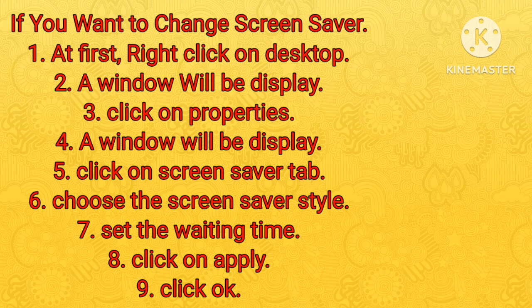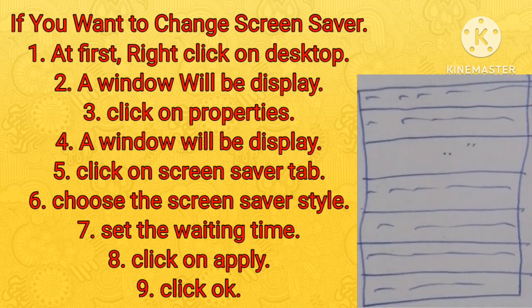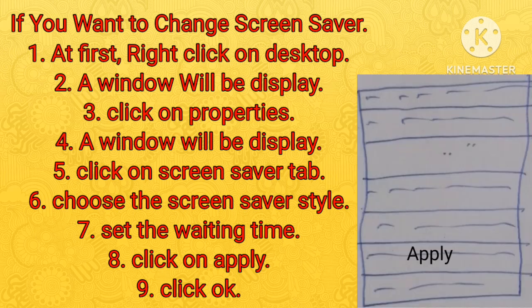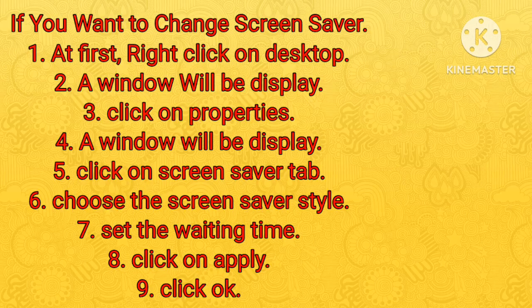If you want to change screensaver, at first right click on desktop. A window will be displayed. Click on Properties option. A window will be displayed. Click on Screensaver tab. Choose the screensaver style. Set the waiting time. Click on Apply option. Click on OK.